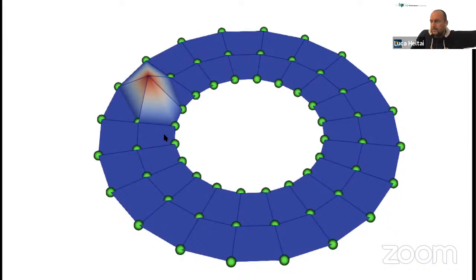And of course, if you choose this basis, you won't have the property that the basis function is equal to 1 on one vertex and 0 on the other vertices. And instead, you construct the basis functions in such a way that this is satisfied.